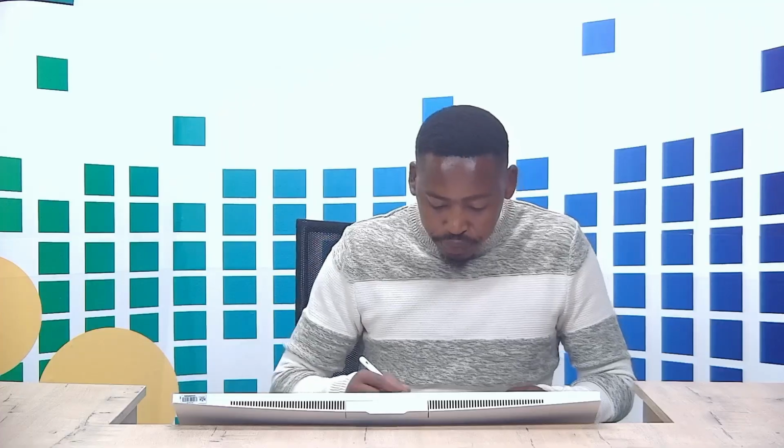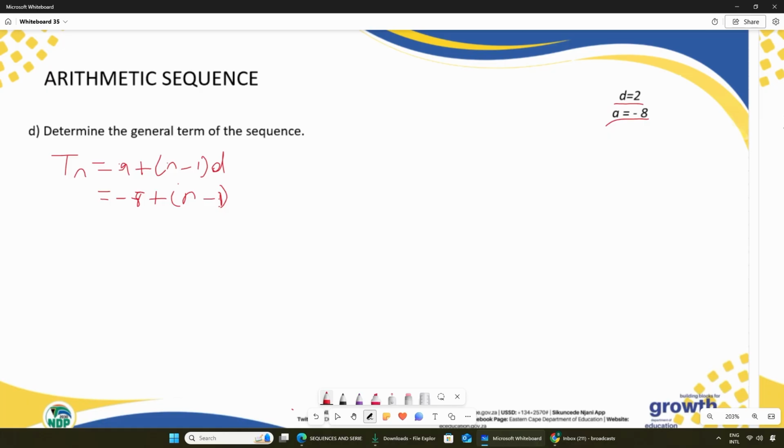And the next question: determine the general term of the sequence. You have the constant difference D, and you have the value of A, which is negative 8. Now you're going to use the general formula, which is Tn equals A plus (n minus 1)D. Okay, let's correct that, that was wrong. Now, the value of A is equal to negative 8, and the value of D is equal to 2.